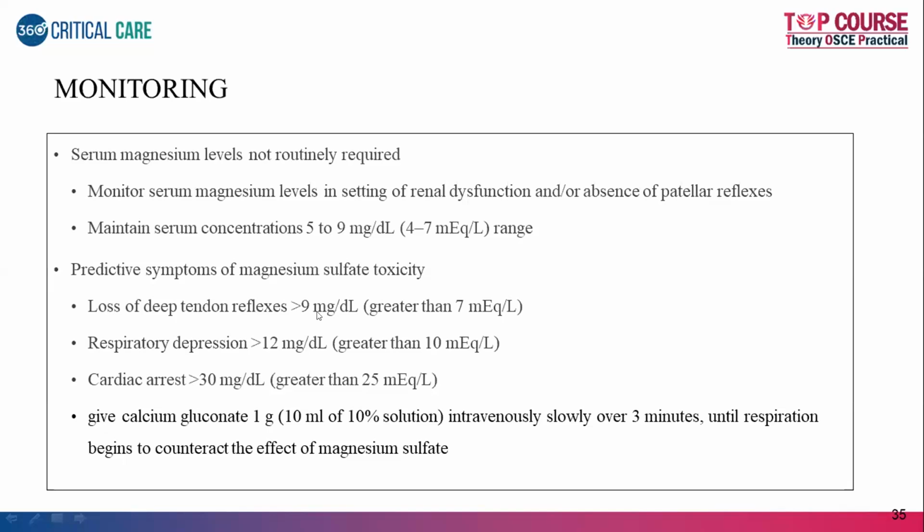Now the predictive symptoms of magnesium sulfate toxicity. If the levels are more than 9 mg per dl, there is a loss of deep tendon reflexes; more than 12, respiratory depression; more than 30, cardiac arrest. If you find there is magnesium toxicity, stop the drug and give calcium gluconate until respiration begins to counteract the effect of magnesium sulfate.